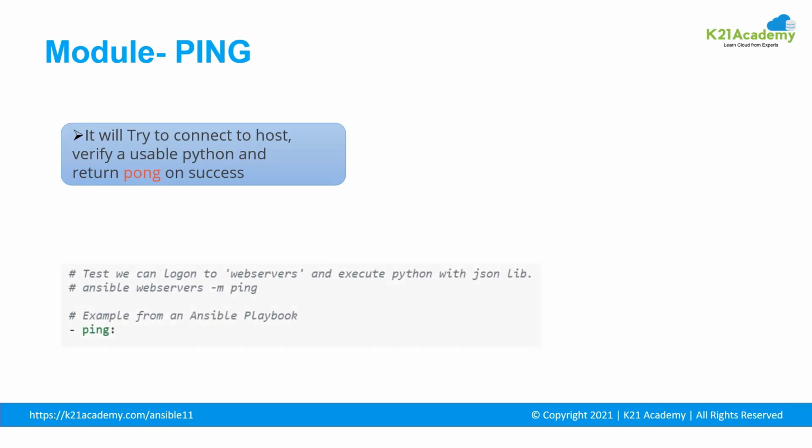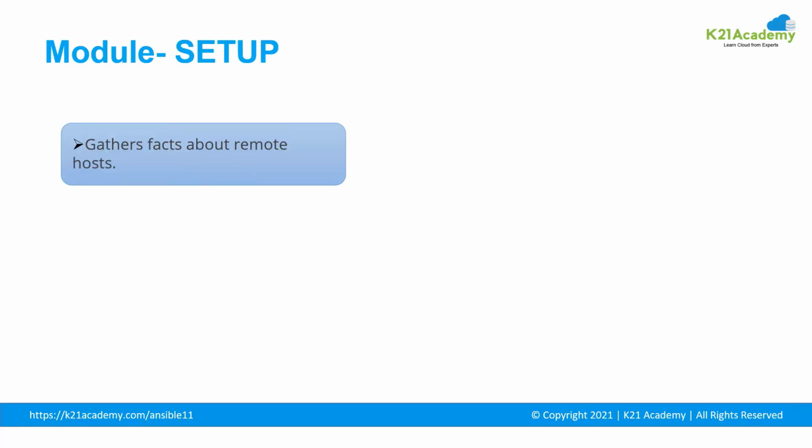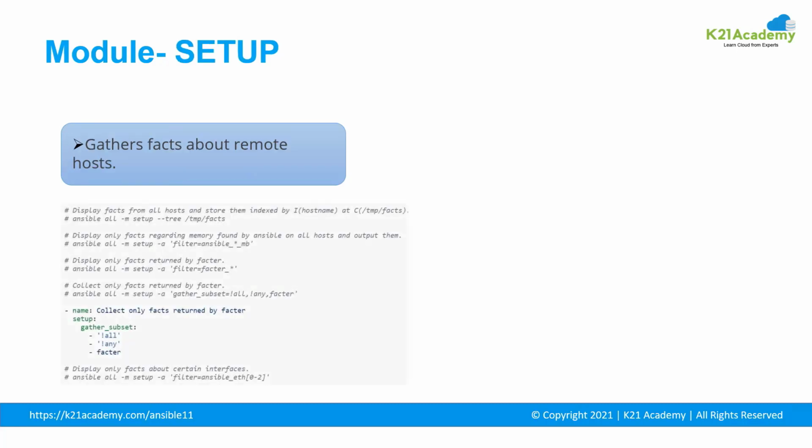The first module is the ping module. As the name indicates, it just tries to connect to the host and tells whether the connection is a success or not. This is the basic setup module. As the name indicates, it just gathers facts about the remote host. For example, if I'm connecting from server 1 to server 2, and I don't know the configuration of server 2, I can just use the setup module, and when I run it, it automatically gives me all the details of that server.